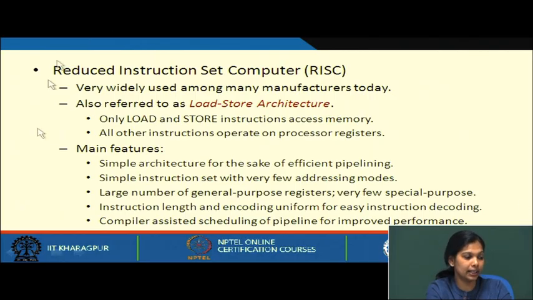Instruction length and encoding are uniform for easy decoding. See, if you encode all the instructions in a specific fashion, then the decoding will be much easier. And compiler assisted scheduling of pipeline for improved performance will be there. You will be seeing this particular feature more in pipeline.